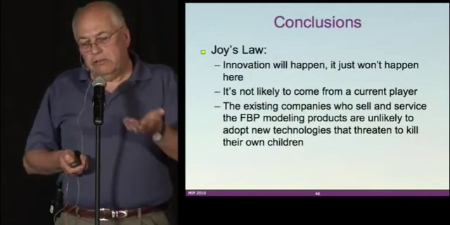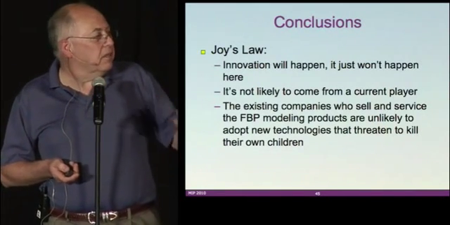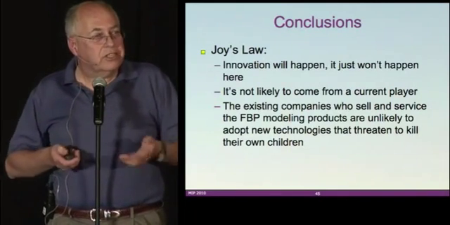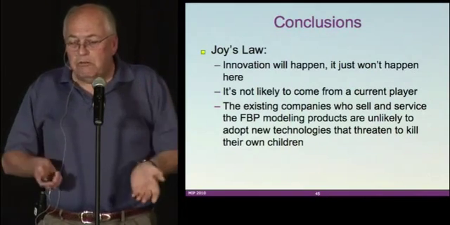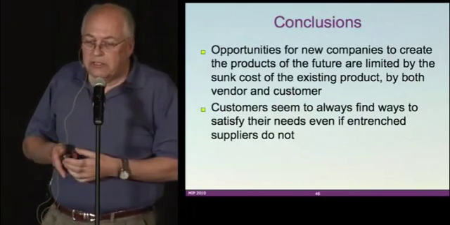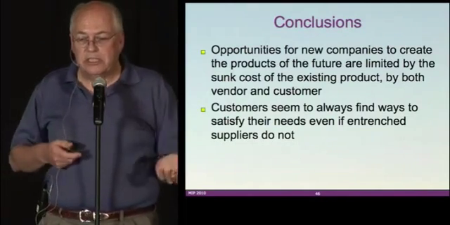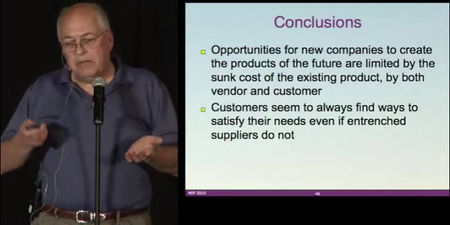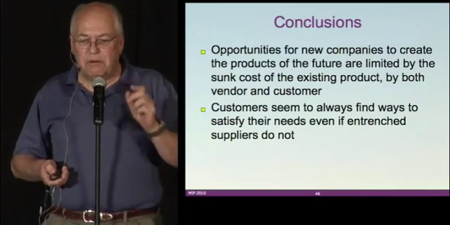So Joy's law, I seem to remember, is that innovation will happen. It just won't be here. And I think we've heard some indications of that. It's not likely to come from a current player unless they change their behavior. The existing companies who sell and service it don't like new technology that threatens to kill their own children. So opportunities for new companies to create the products of the future are in fact limited in this industry by the sunk cost, the investment, money, and time in existing products by vendor and customer. But customers always seem to find a way.